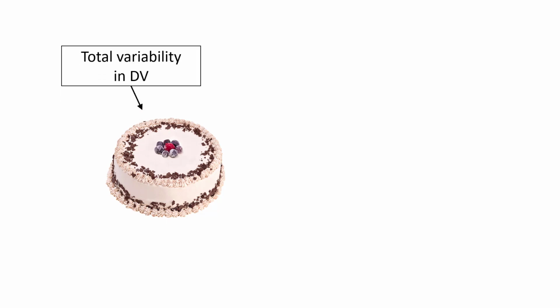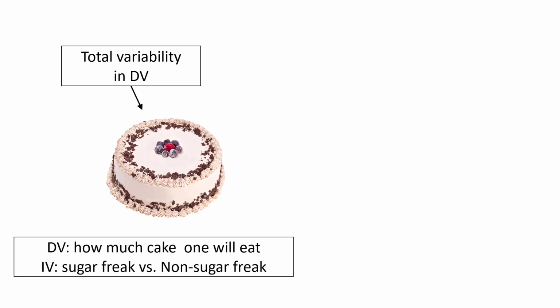But what exactly is explained and unexplained variability? Let me take an example and clarify this. Imagine that I give this whole cake to each of you. My dependent variable is the amount of cake you will eat when I give this to you, and my independent variable is whether you are a sugar freak or not. I hypothesize that those of you who are a sugar freak will eat significantly more amount of cake than those of you who are not a sugar freak.